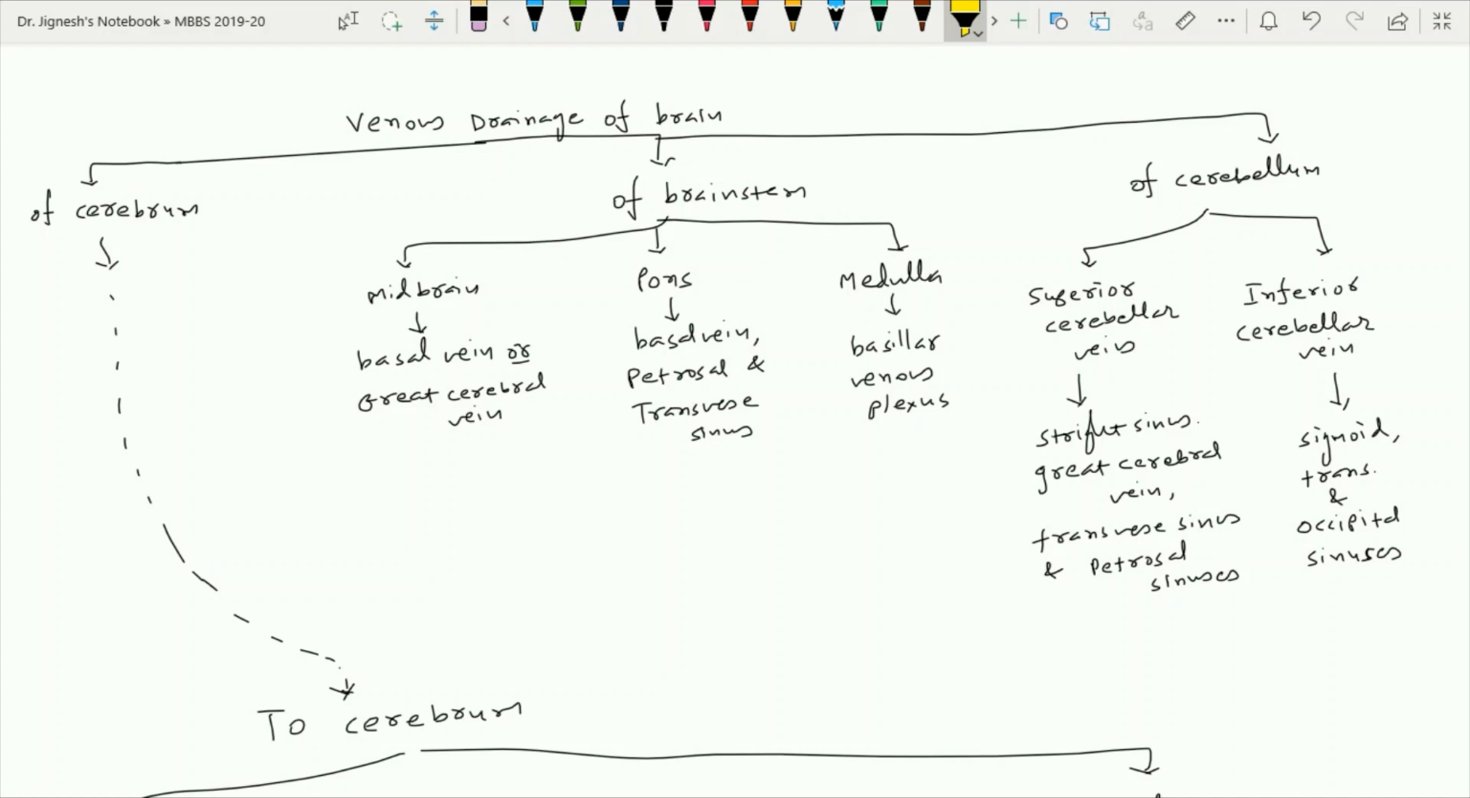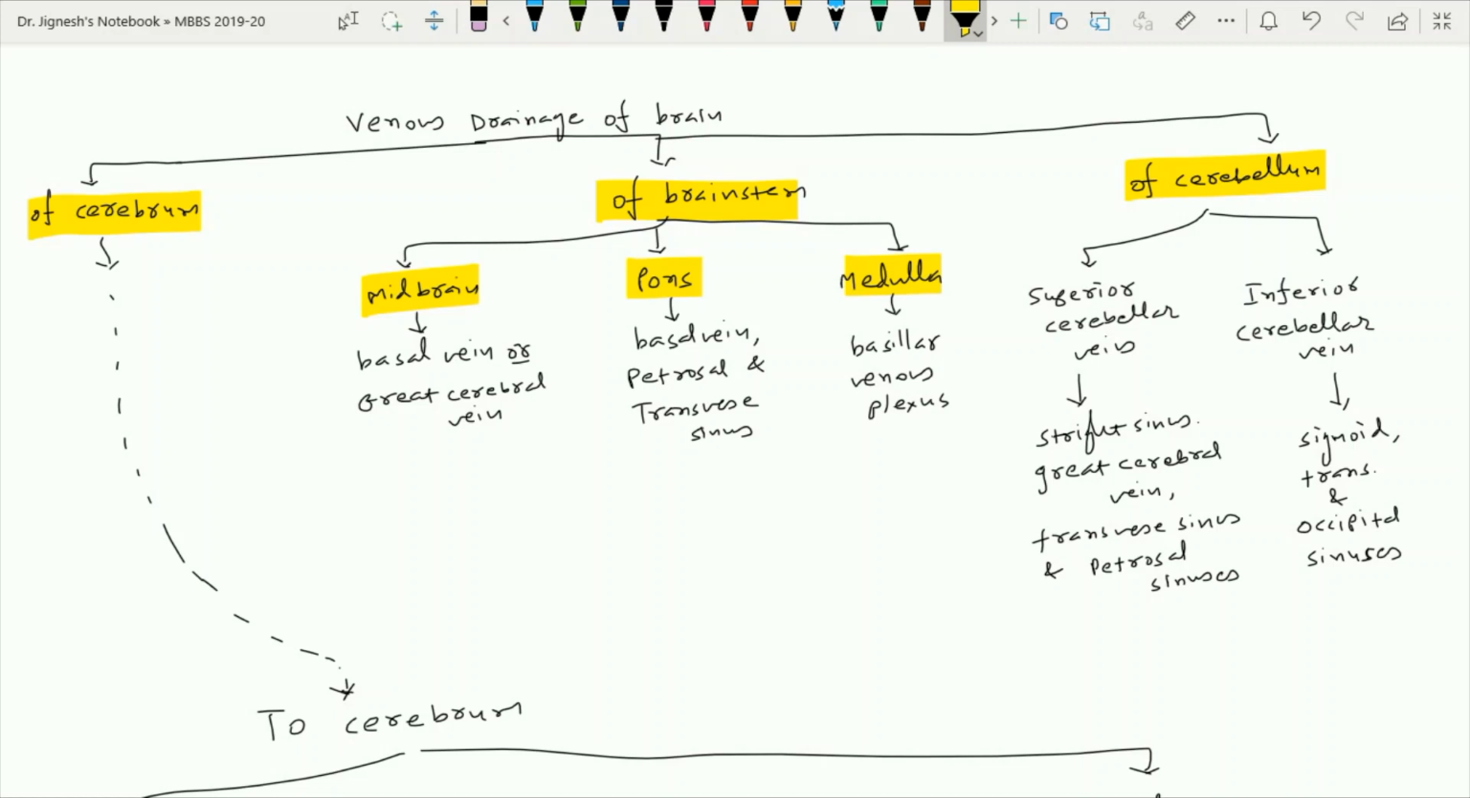Venous drainage of the brain can be divided into three parts: of the cerebrum, of the brainstem, and of the cerebellum. The brainstem consists of the midbrain, pons, and medulla oblongata. From the midbrain, the veins are going to drain into the basal vein or the great cerebral vein, and from the pons, the veins will drain into the basal vein and the petrosal sinus as well as the transverse sinus, while from the medulla, the veins are going to drain into the basilar venous plexus.